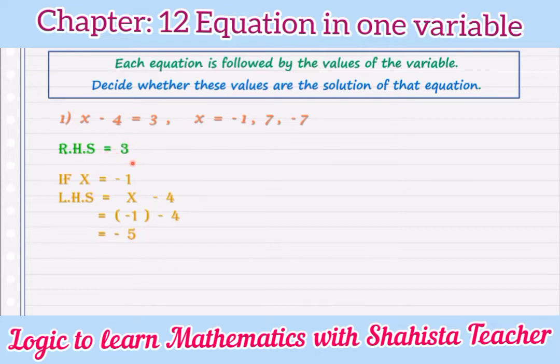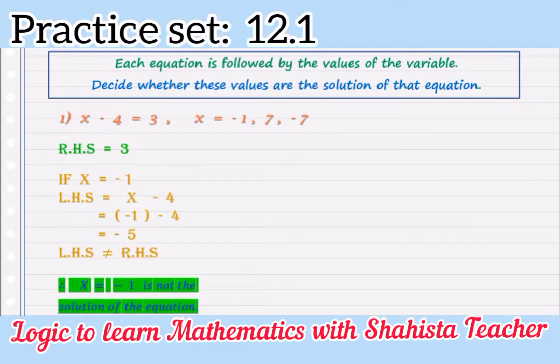But minus 5 and 3 are not equal. That means LHS is not equal to RHS. Therefore this condition is not satisfied. So x is equal to minus 1 is not the solution of the equation, as we have applied the condition x is equal to minus 1.